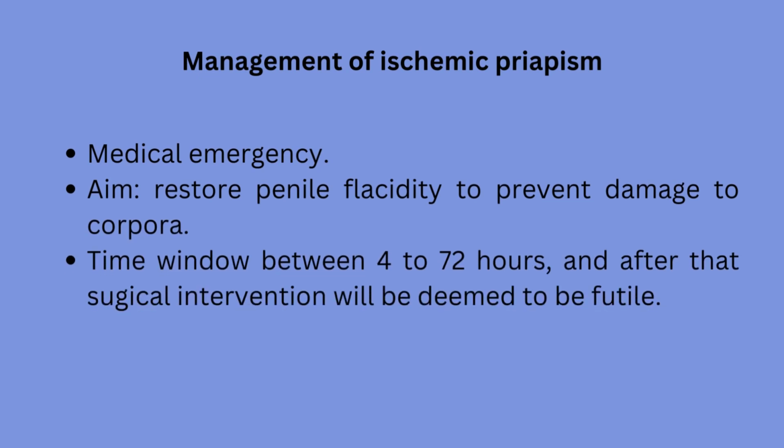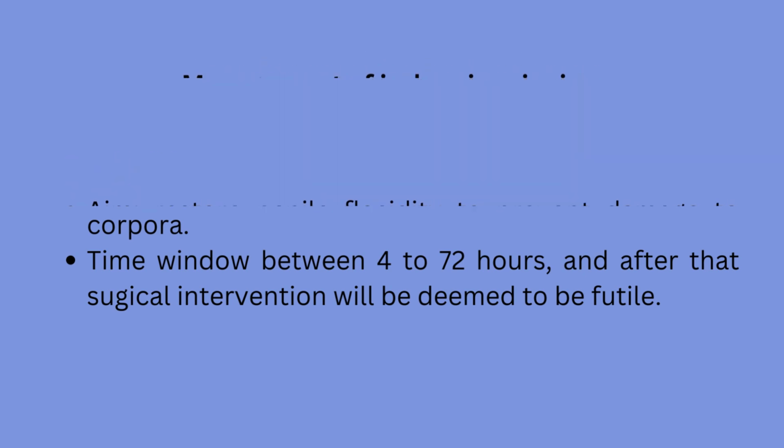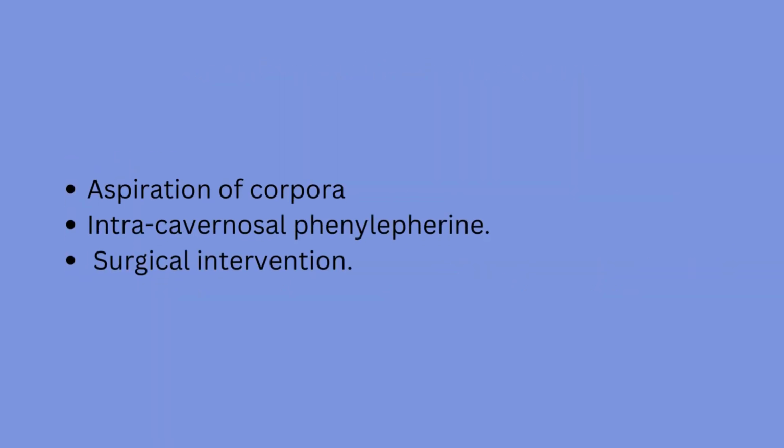Management of ischemic priapism. It is a medical emergency, which might require urgent intervention. The aim is to restore penile flaccidity to prevent damage to corpora. There is a window between 4 to 72 hours, and after that surgical intervention will be deemed to be futile. There are 3 forms of management to the ischemic priapism. Includes aspiration of corpora, intracavernosal phenylephrine, and surgical intervention.